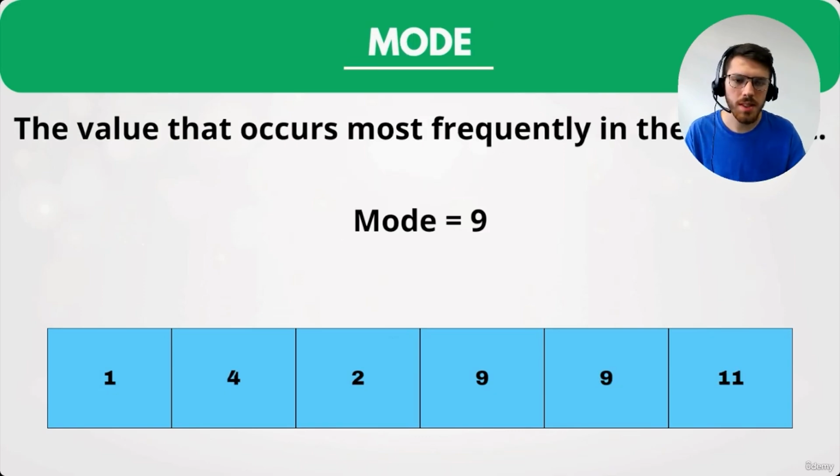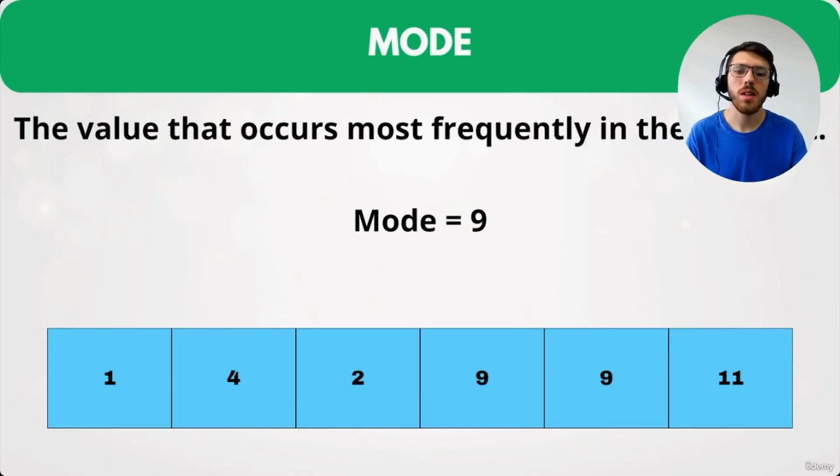And the mode. This is the easier one. Alright? The value that occurs most frequently in the data set. So what are our numbers? 1, 4, 2, 9, 9, 11. I'm looking for the number that occurs the most. 1 appears just one time, 4 just one time, 2 also one time, but 9 occurs 2 times. So in this data set, 9 appears 2 times, different from every other number. So my mode, the most frequent value in this data set, is 9.